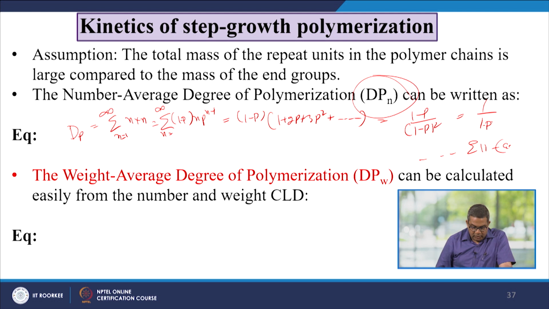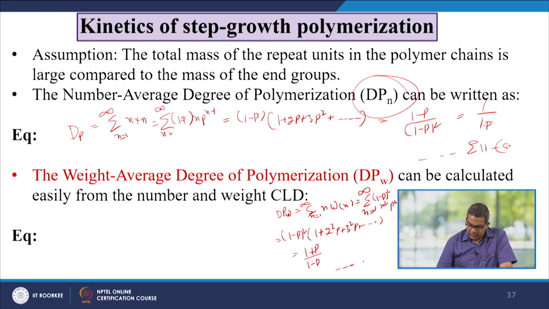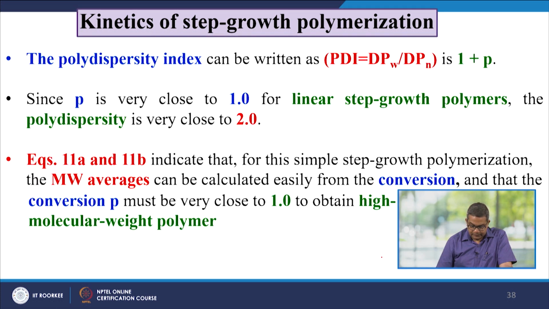Now, if we slightly modify this particular equation, this becomes DPw, the average with respect to weight. This will become the summation over n equal to 1 to infinity of 1 minus P square n square P to the power n minus 1, and this is equal to 1 minus P square into 1 plus 2 square P plus 3 square P square plus and so on, and that is equal to 1 plus P over 1 minus P. This is, let us say, equation 11b.